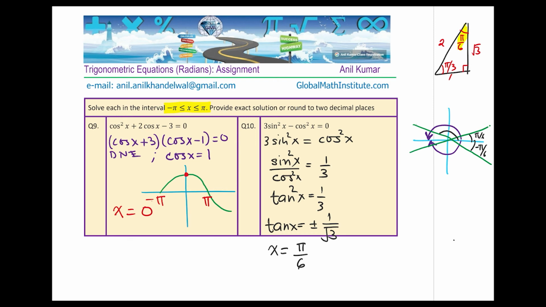And this is pi by 6 less than pi, so 5 pi by 6 and minus 5 pi by 6. Is that clear to you? So we have our answers: pi by 6, minus pi by 6, 5 pi by 6 and minus 5 pi by 6. Perfect. That is how you can understand the solution of the given question. I hope this makes it absolutely clear.